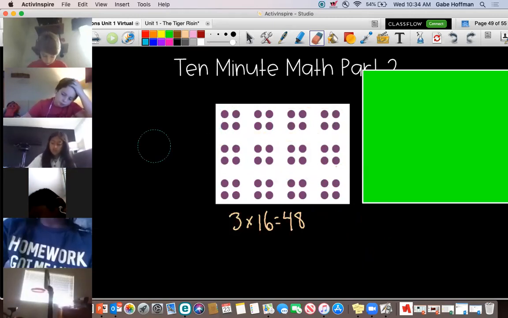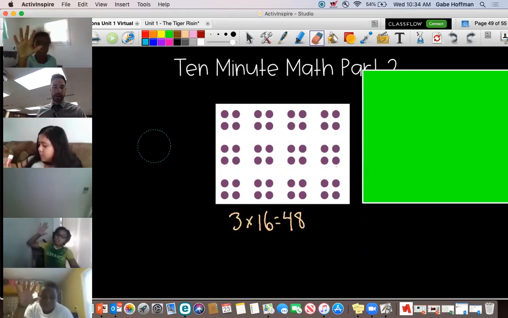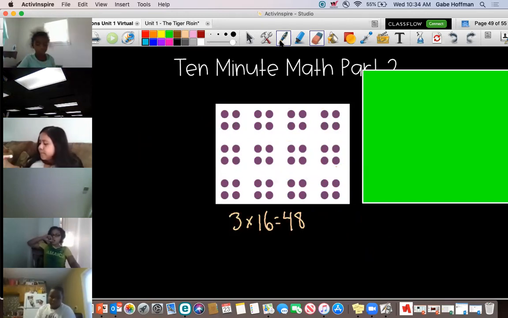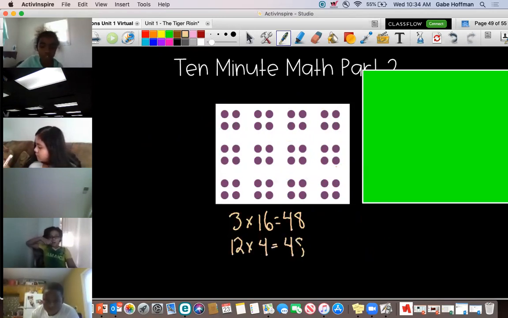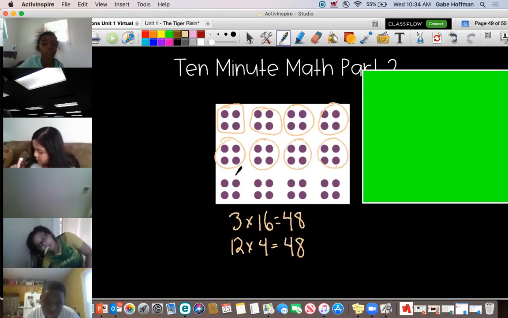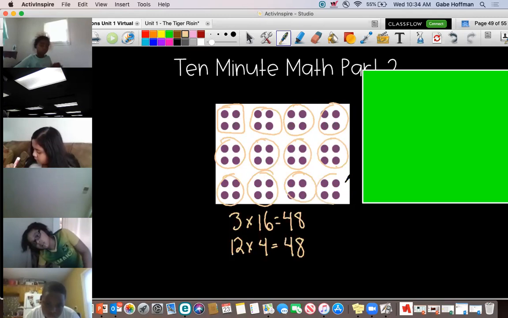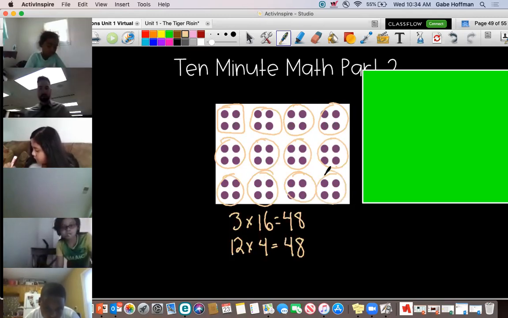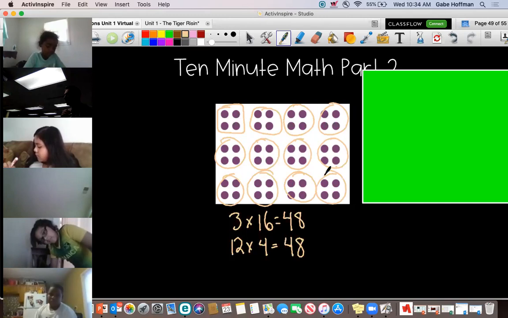Can I go? Go quickly, please. We'll do one more. Ania, what did you get? How did you do it? I got 12 times 4. So 12 times 4 equals 48. And then did you look at it where you saw 12 groups of 4 like this? Is that how you looked at it? Mm-hmm. Like 1 group, 2, 3, 4, 5, 6, 7, 8, 9, 10, 11, 12. And 12 groups of 4 got the same answer, right? Just how we can kind of see those are grouped differently.